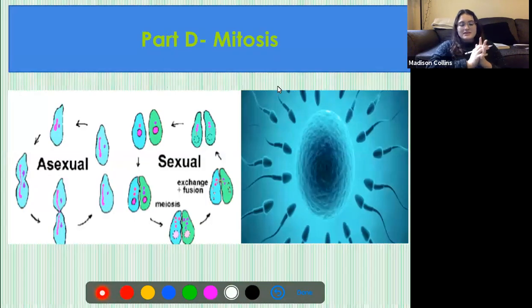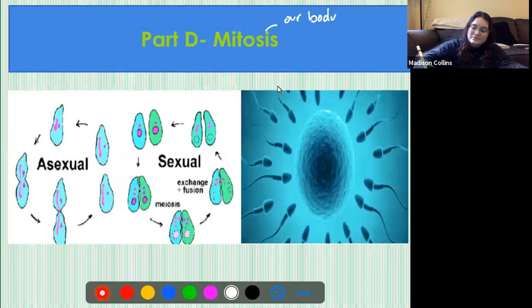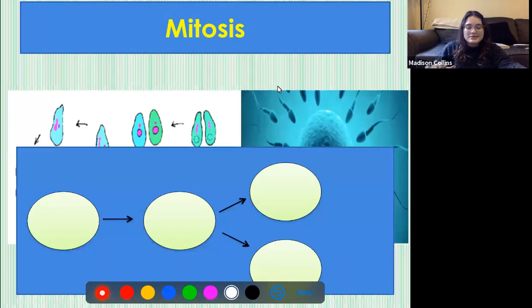Okay. Now, yesterday I told you guys that humans don't reproduce asexually, right? I can't just produce a baby by myself, okay? But our cells actually do. Our cells undergo asexual reproduction through something called mitosis. So this is what our body cells use to regenerate and produce more cells. Right? And I've got a diagram of what that looks like. So what exactly is mitosis?